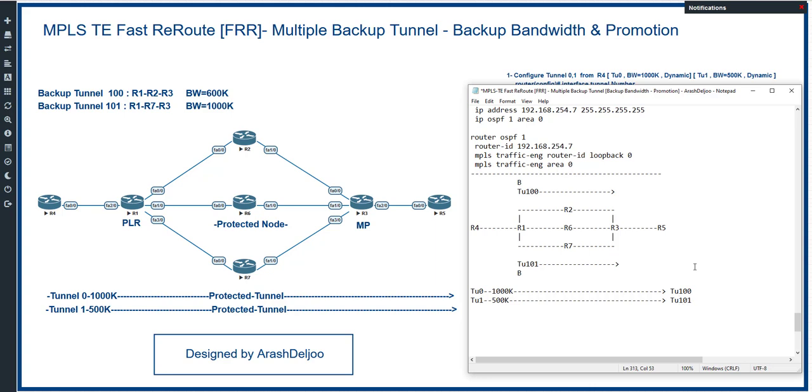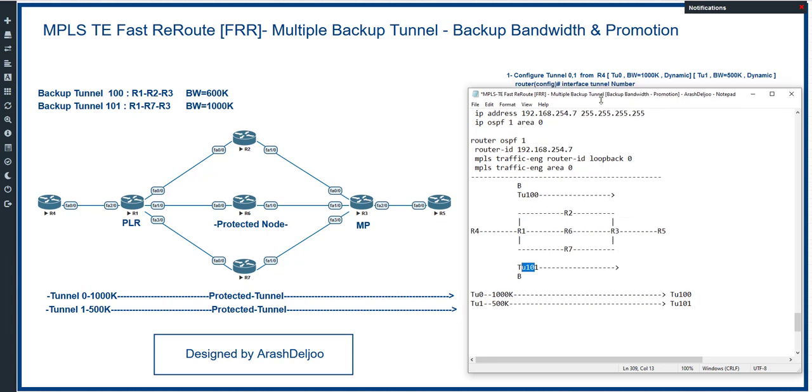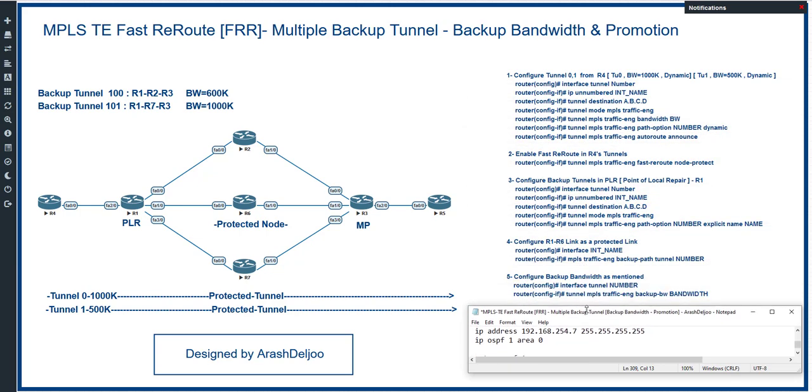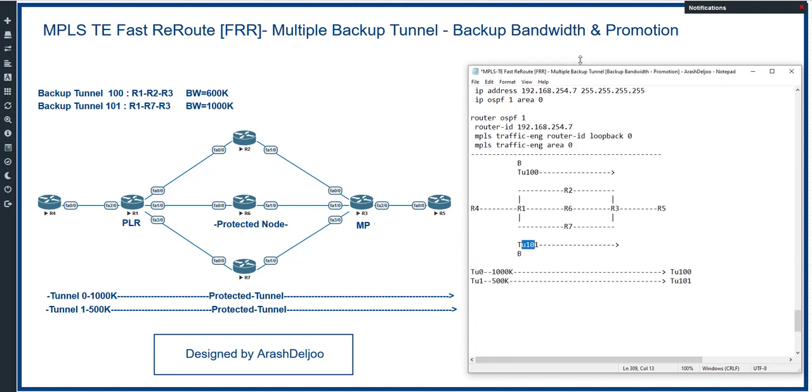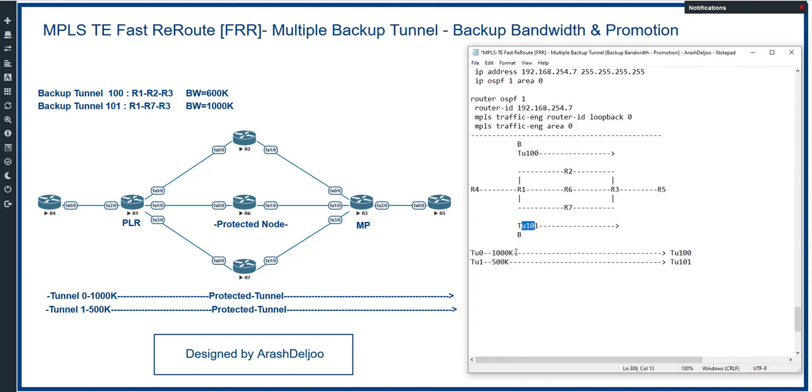Okay, you know it, and you saw this feature in the previous videos when we configured multiple backup tunnels. In the normal cases we don't have any problem, but assume that these two tunnels, tunnel 100 and tunnel 101, have different capacity, and these capacities may be important for us. For example, we need 1000 kilobit per second for tunnel 0, and 500 kilobit per second for tunnel 1.